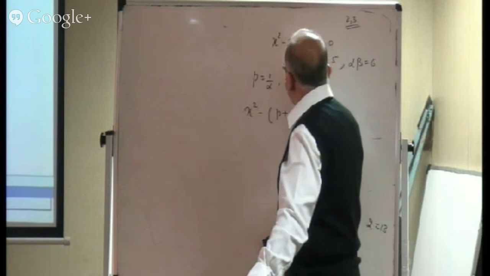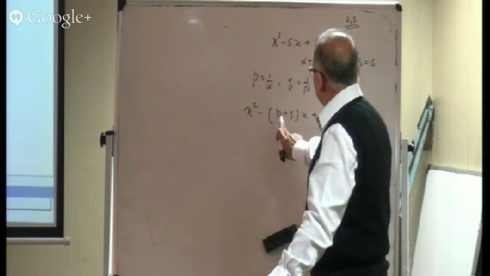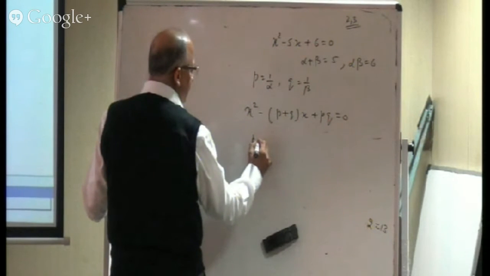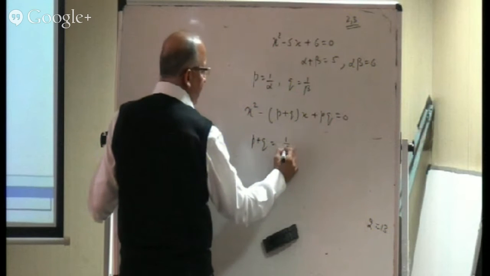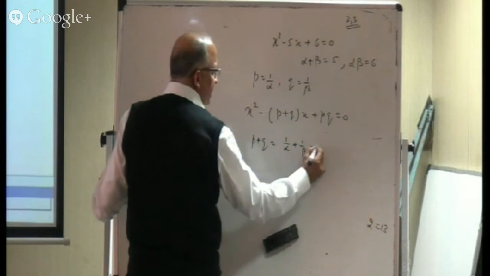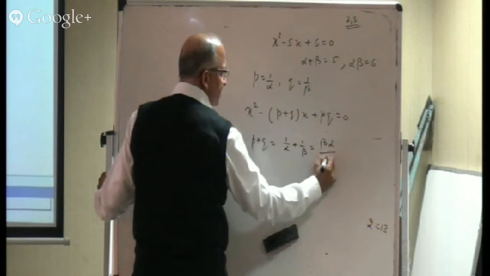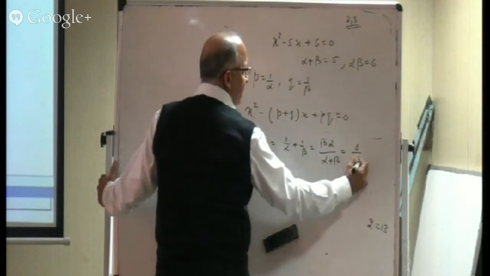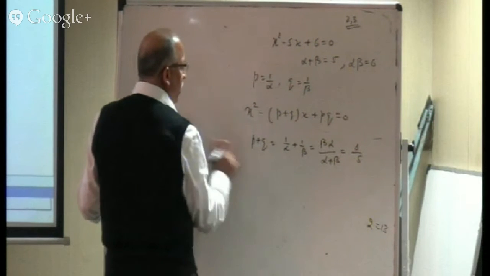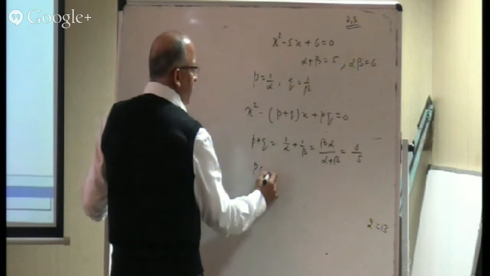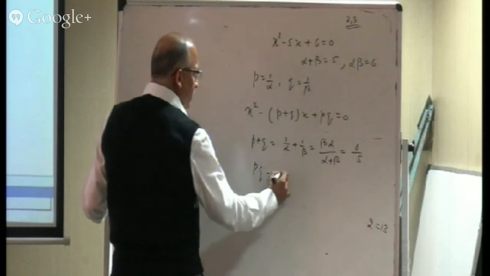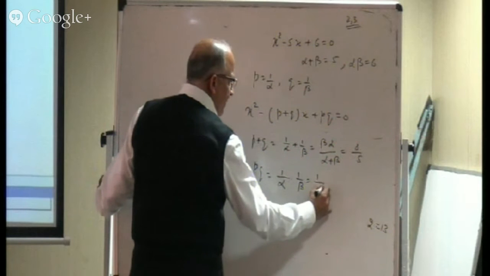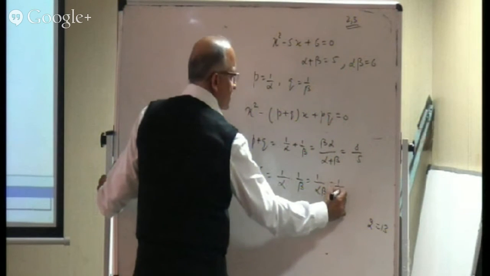Now you are given an equation. Suppose the equation was this one. So now what is P plus Q? P plus Q is 1 by alpha plus 1 by beta. But I know how to find out this. This is 6 upon 5. Let us also find out PQ. PQ is 1 upon alpha into 1 upon beta. That means 1 upon alpha beta. So the value is 1 upon 6.